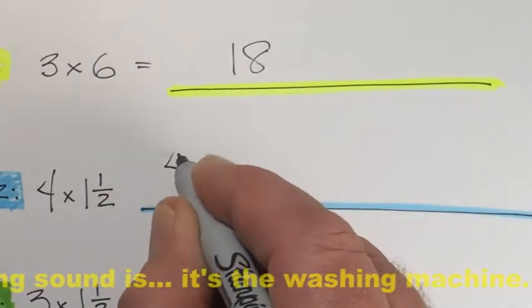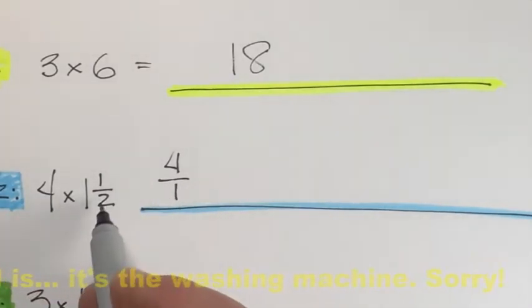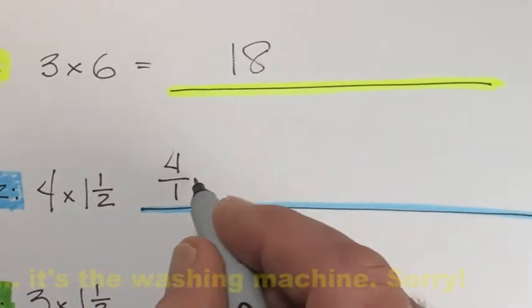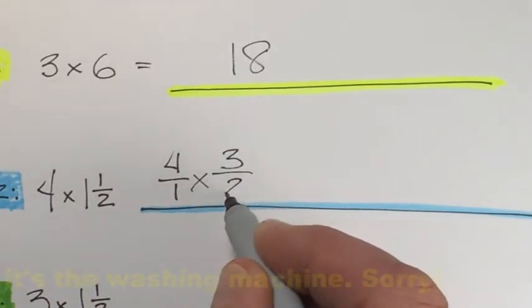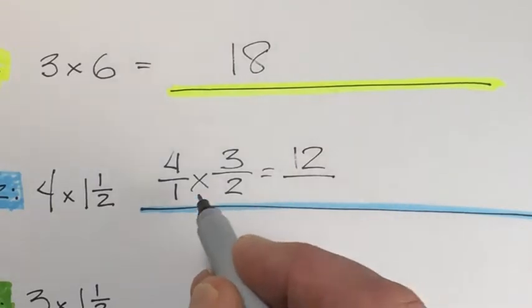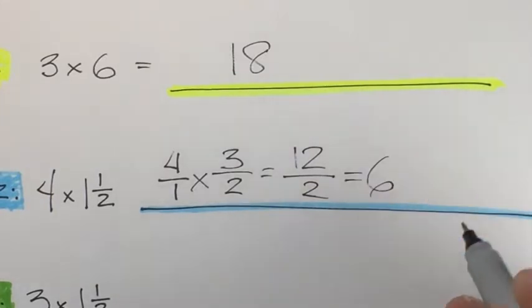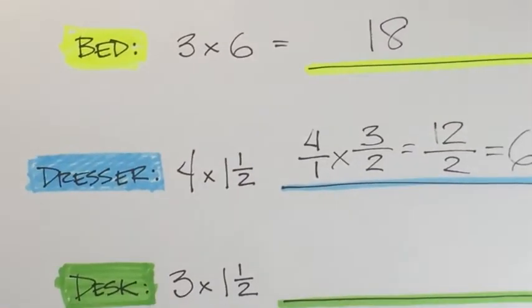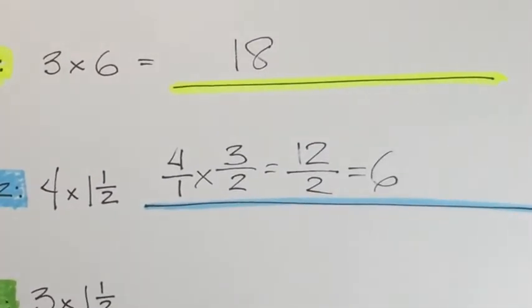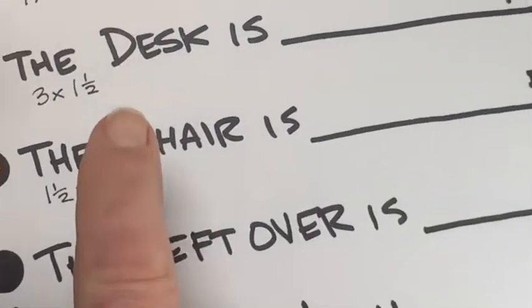So 4 on the top, 1 on the bottom, that's the same thing as 4. And then we're going to do 2 times 1 is 2, plus 1 more is 3. So it's going to be worth 3 halves. And then 4 times 3 is 12 on the top, 2 on the bottom. When I divide that, it's quite easy. 2 divided into 12 is 6, with no remainders. So that's going to be the answer: 6. That was quite easy for the dresser, simply 6 square feet. I'll go ahead and add that to our answer sheet for 6 square feet.